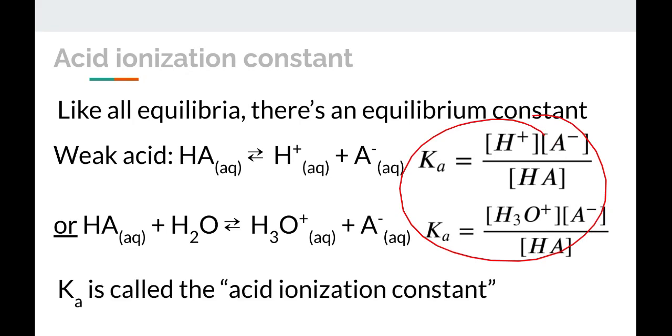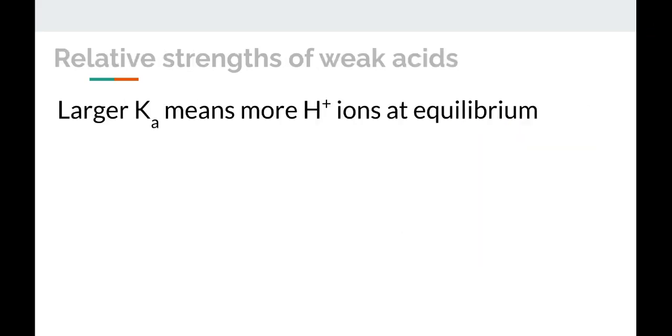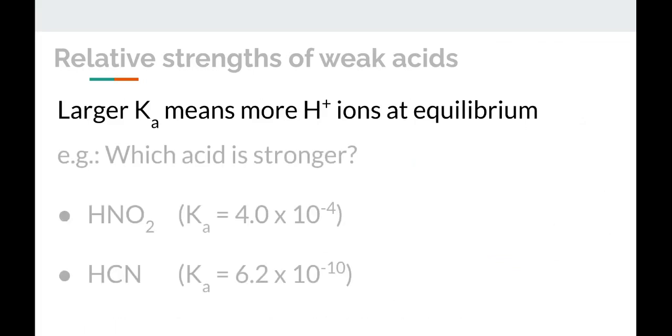So that Ka is called the acid ionization constant, or it's sometimes called the acid dissociation constant, but usually people just say Ka because it's quicker to say. The meaning of a Ka value is relatively how much H+ ion is going to be present when you reach equilibrium. The bigger Ka is, the stronger the acid is.